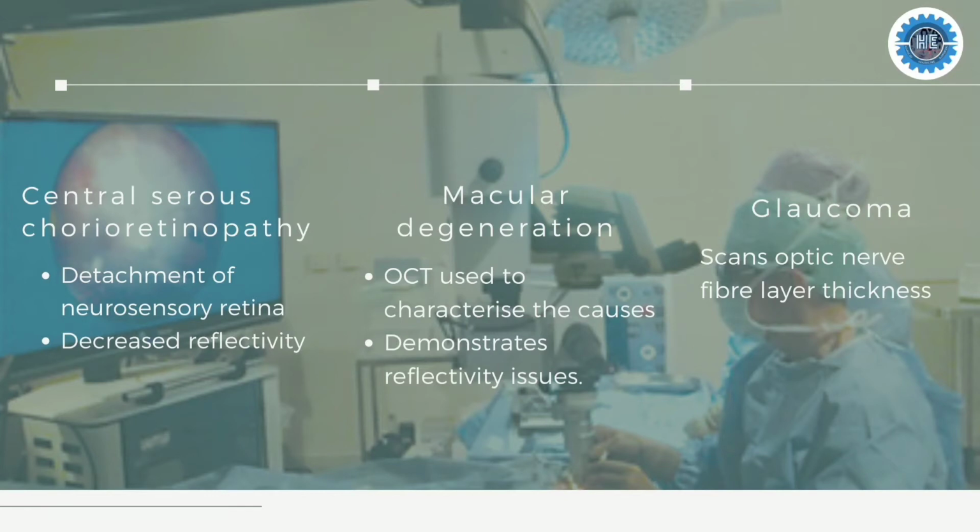The next one is the age-related macular degeneration. Optical coherence tomography has been used to characterize drusen, retinal pigment epithelium atrophy, neurosensory and retinal pigment epithelium detachments, and SRNV associated with age-related macular degeneration.